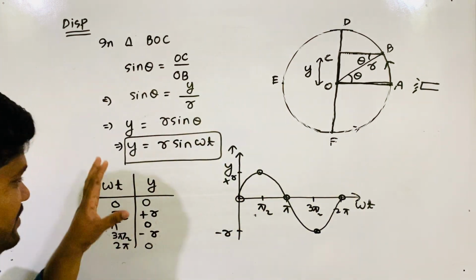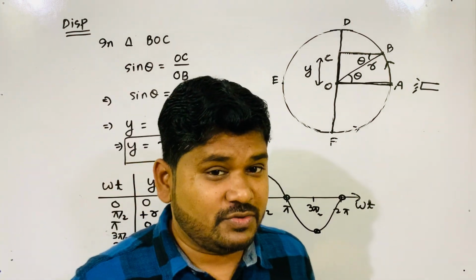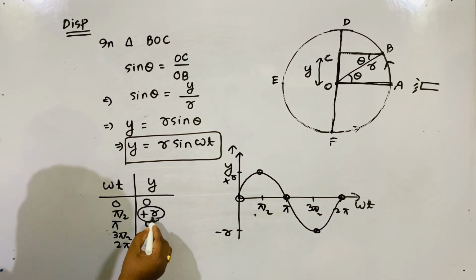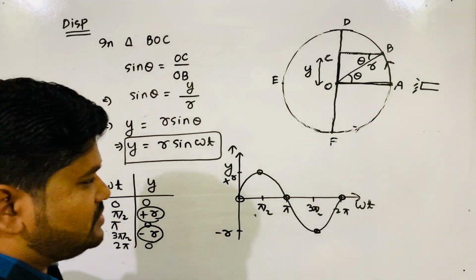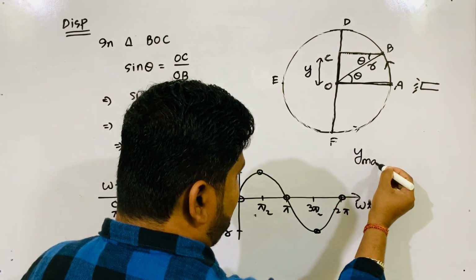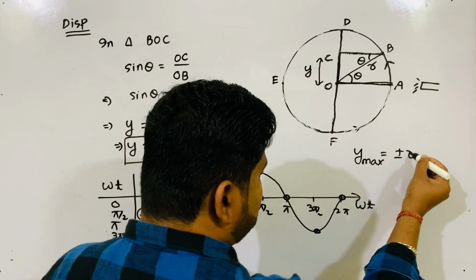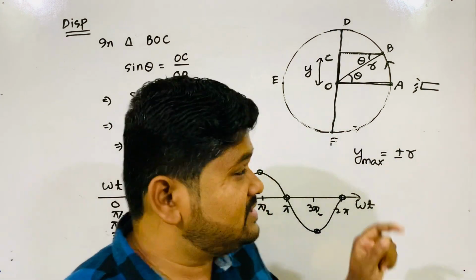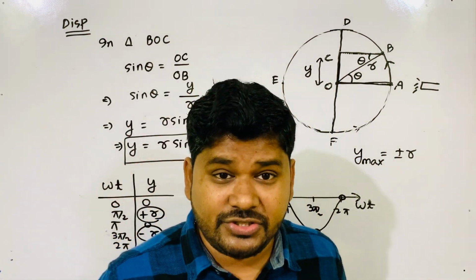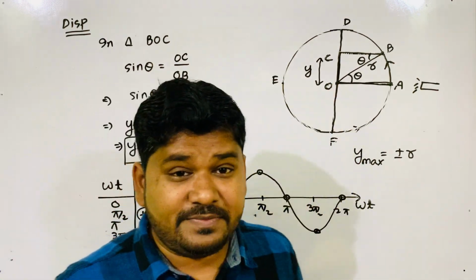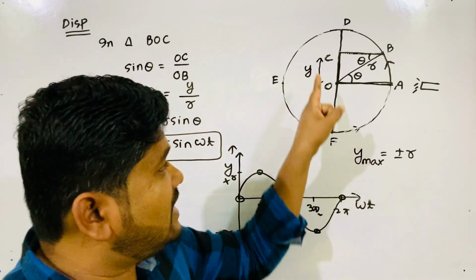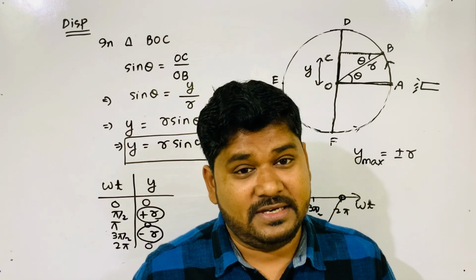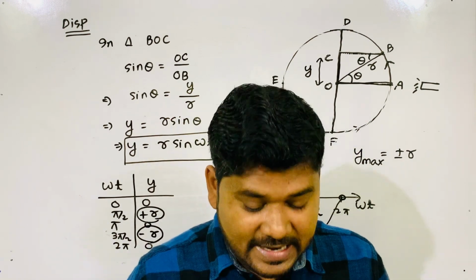But what is the maximum value of y? I have already told you. Maximum value of y, you see from this table, is plus r and minus r. So y maximum is plus or minus r, which happens in extreme positions. This is the mean position; displacement is 0 at the mean position because displacement is measured from the mean position. Then at extreme position, displacement is maximum, plus or minus r, which is called amplitude.